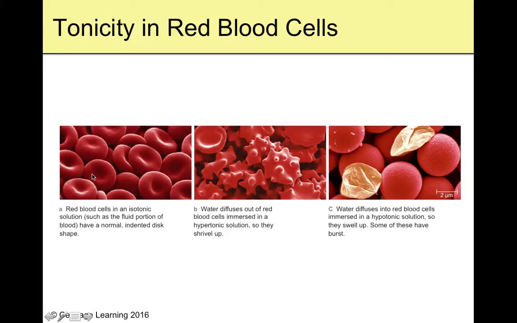Red blood cells in an isotonic solution: we have 0.9%, I think, saline for a human. We have 0.9% solutes in the fluid. We have 0.9% solutes in the red blood cell. So a little bit of water moves out, a little bit of water moves in, but they all keep this kind of donut shape and everybody's happy. That's normal, healthy, everybody's in good shape.